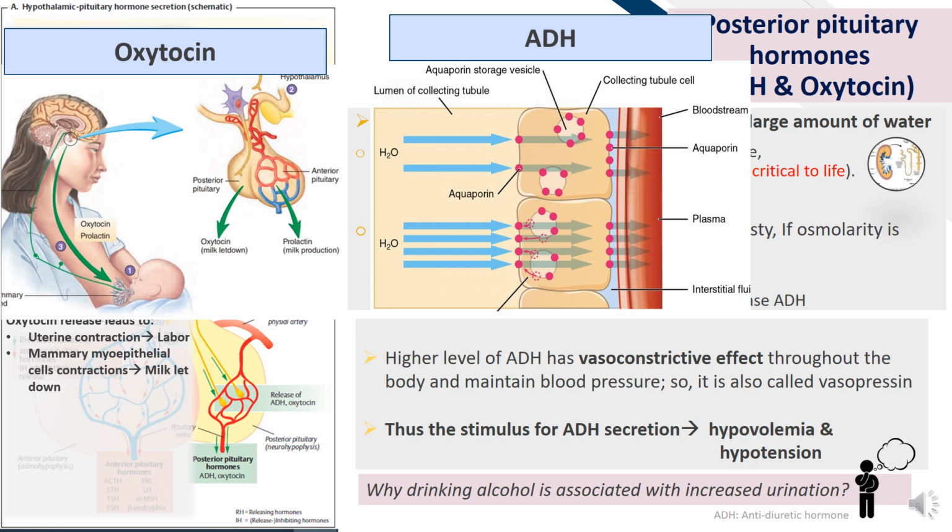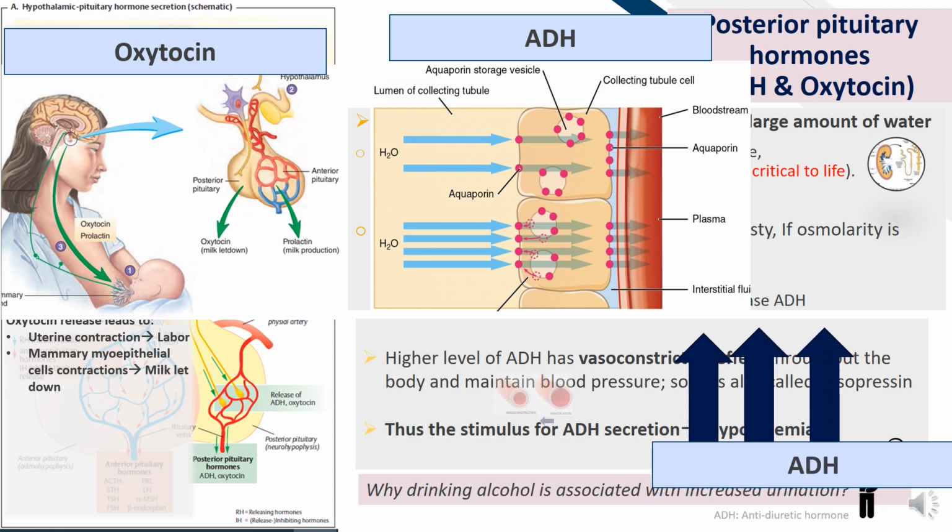Any hormone that affects blood pressure and circulation, and whose absence or abnormality causes shock and death, is called a critical hormone, or critical to life. What's the function of ADH? Antidiuretic hormone causes antidiuresis, so it prevents urination or decreases the large volume of urine production. It causes water reabsorption through aquaporin.